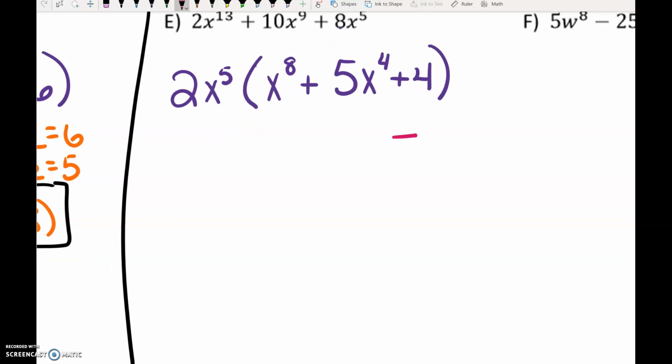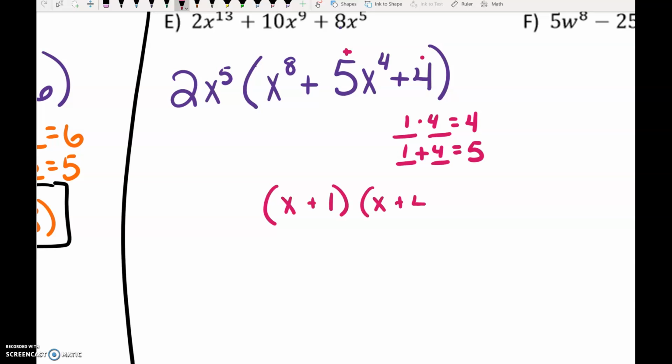When we factor trinomials, we're looking for two numbers that multiply to give us the last term 4. Those same numbers need to add up to the middle term 5. I believe that would be 1 and 4. But we can't just do x plus 1 and x plus 4, because x times x is x squared. We need the x times the x to give us x to the 8th. Whatever the exponent is on your middle term, that's the exponent that you want to use in your factored form. So x to the 4th plus 1, x to the 4th plus 4. X to the 4th times x to the 4th gives us x to the 8th.